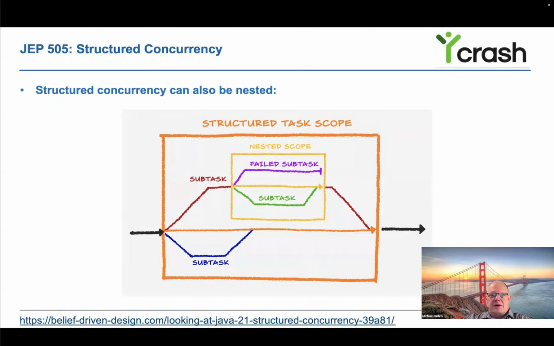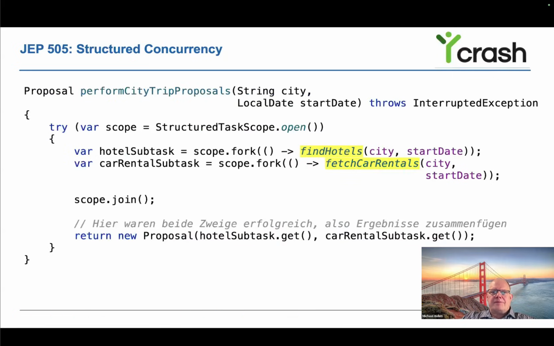And it's getting even better. Structured concurrency can be nested. So you can create subtasks which use other scopes, and they use scopes inside. Let's look at an example. Imagine that we want to book a trip, and of course, what we need is somewhere to stay. So we need one hotel, and perhaps we need a selection of possible car rentals.